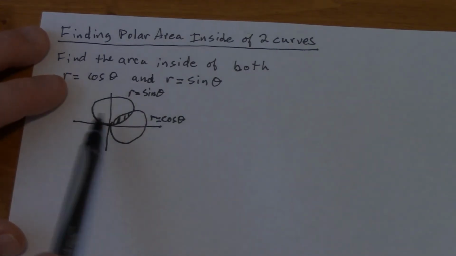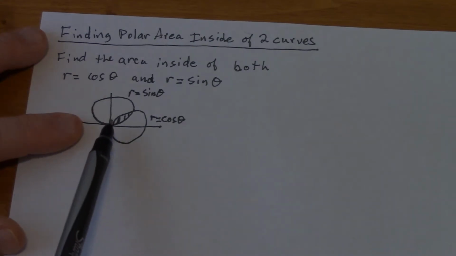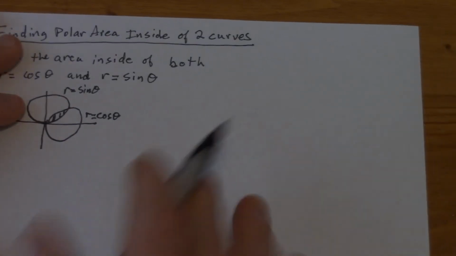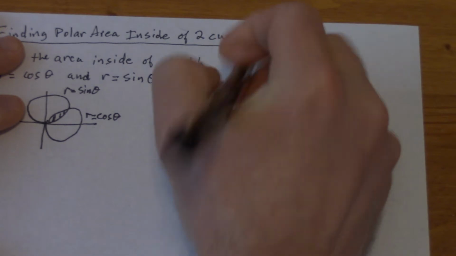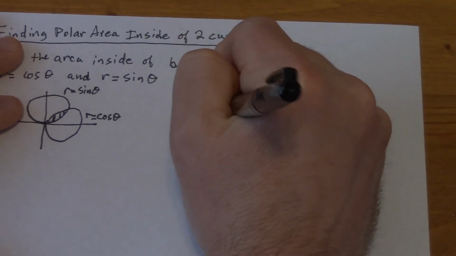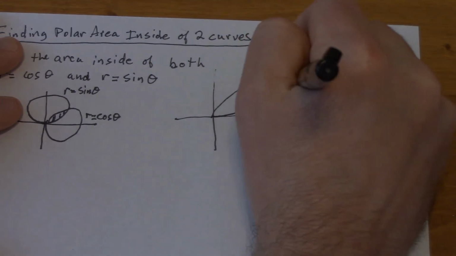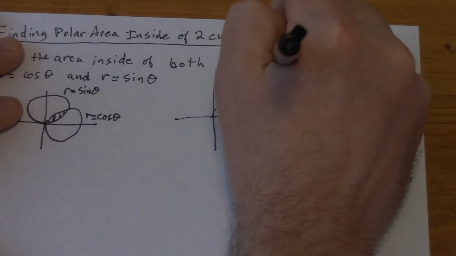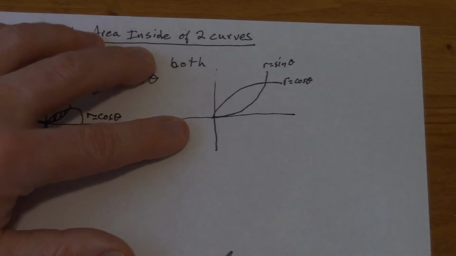R equals sine theta is the circle here. R equals cosine theta is this circle. And the shaded part, that's your region. Okay? So I'm going to blow that shaded region up and draw another picture. Okay, so here we go. This is what this region looks like when I blow it up.